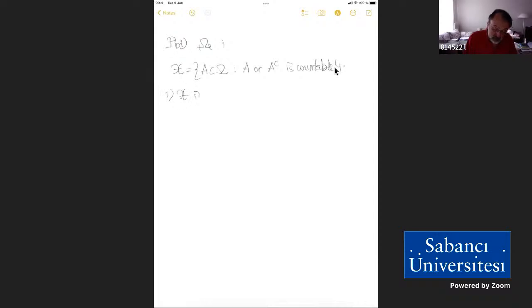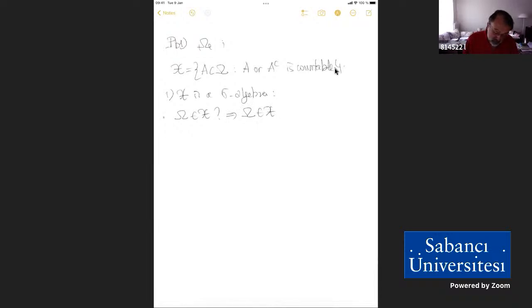So to do this, we know that there are three conditions for a family to be a Sigma algebra. Is the total set omega an element of X or not? If you take the complement of omega, it is the empty set, it is countable, it has 0 elements. Hence, this implies that omega belongs to X.